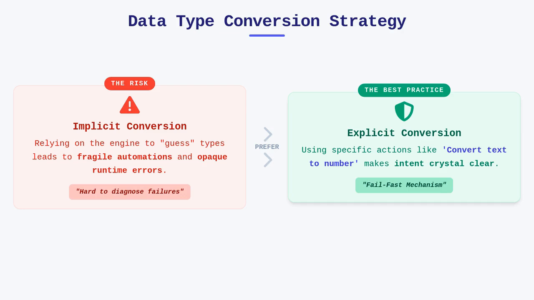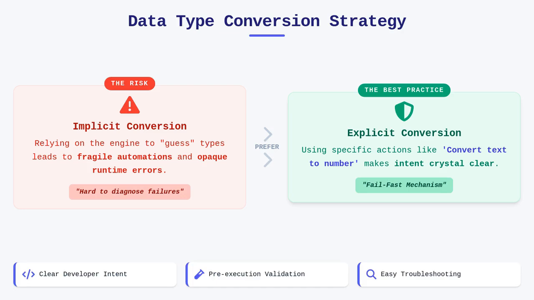When you explicitly demand a specific type, you allow the engine to validate the input before it reaches a point of failure. This creates a fail-fast mechanism that is much easier to diagnose than an opaque runtime type mismatch error surfacing deep within a complex flow.